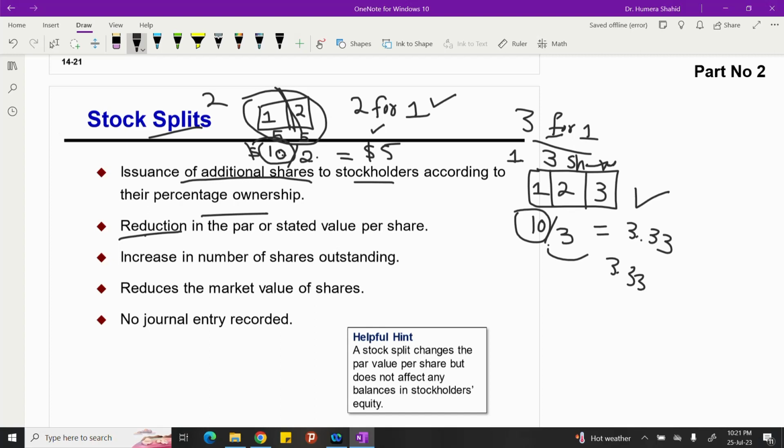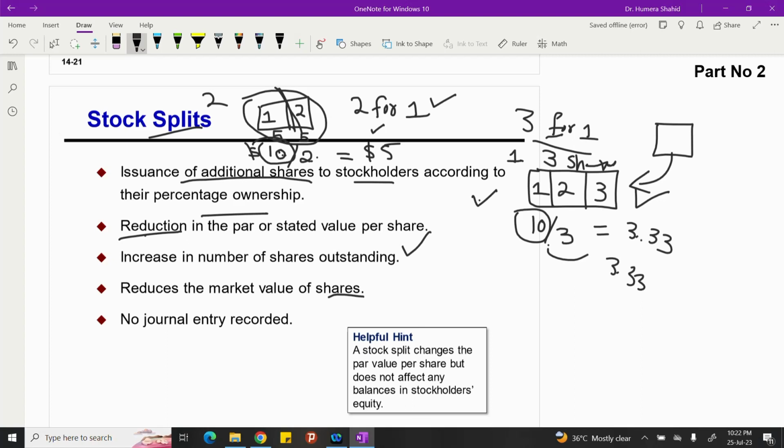So the par value or the stated value decreases. The number of outstanding shares increases. In my second example, we had 1 share before the split, and after the split, it comes to 3 shares. Market value of the share also decreases. The main reason behind issuing a stock split is when management believes that the market value of the shares is extraordinarily high, which does not show the true picture of the company. Then in that case, management can issue the stock split.